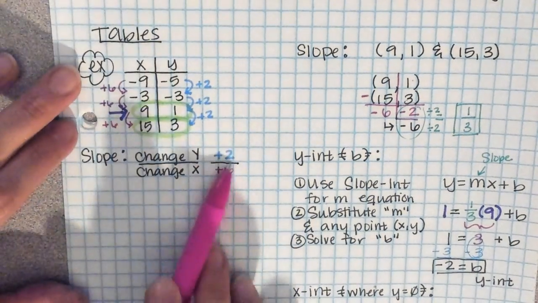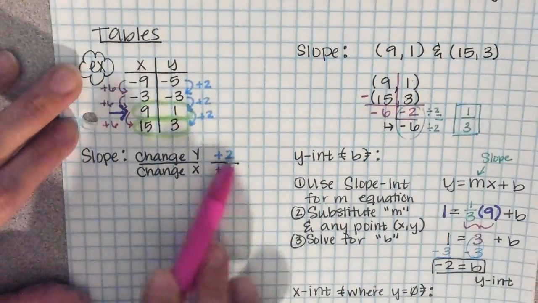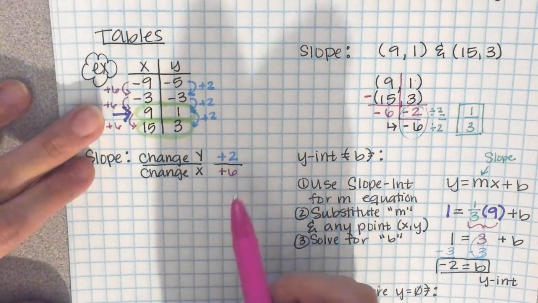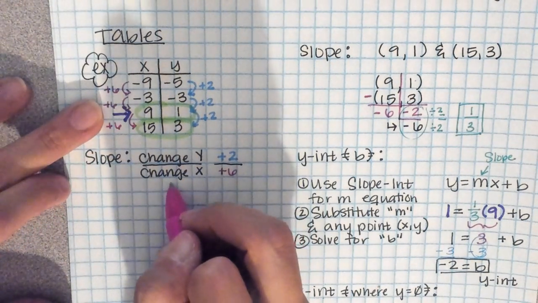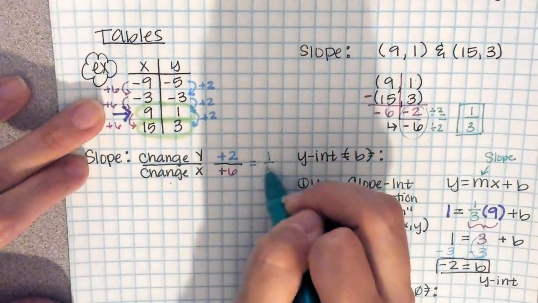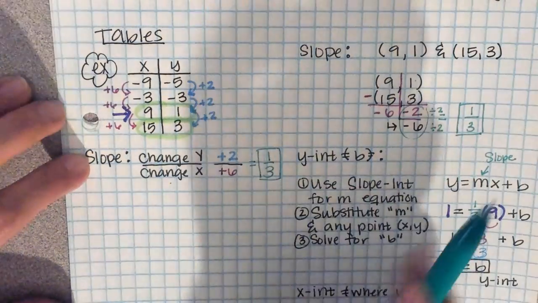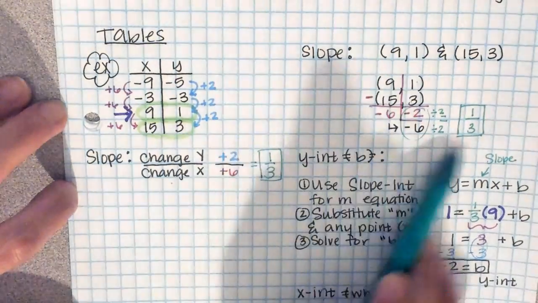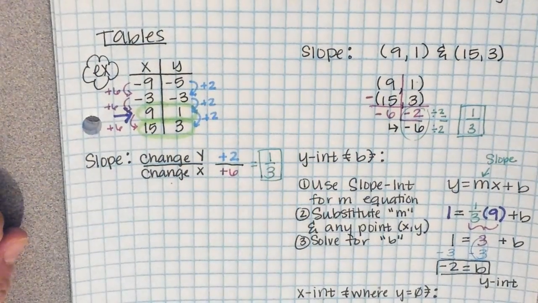So look, this looks familiar. Now I have to simplify it. What's 2 over 6 simplified? That's my slope. Pattern algebra. Still math. Okay?